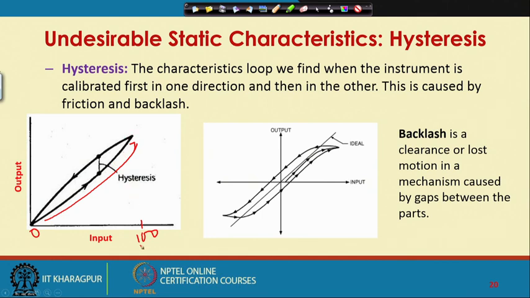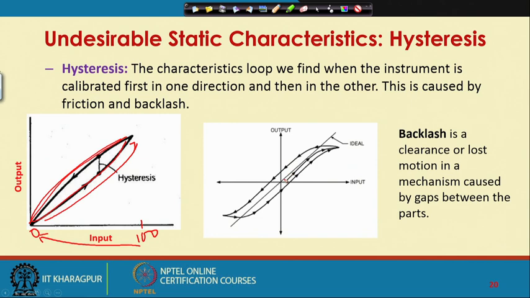Now, when I decrease the pressure from 100 psi to 0 psi, I first increase the pressure from 0 psi to 100 psi. Each time I record the output reading and make a plot. Then I come back from 100 psi to 0 psi. I see that I do not come back along this line, but I may come along this line. So, the characteristic loop that is formed is known as hysteresis.